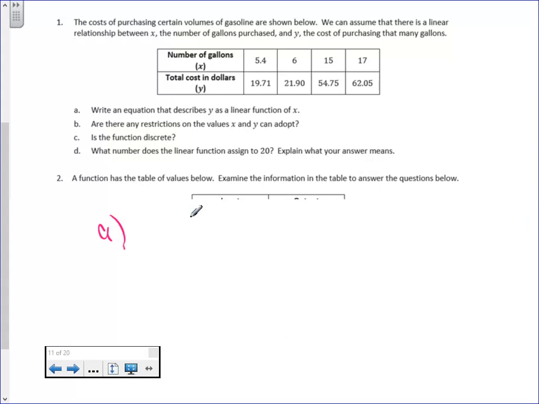A says write an equation that describes y as a linear function of x. So it wants you to write an equation. You start with y divided by x. All you have to do is pick one pair of these numbers. It doesn't matter which one. I'm choosing this one right here, the first one. I'm going to take 19.71 and put that on the top.